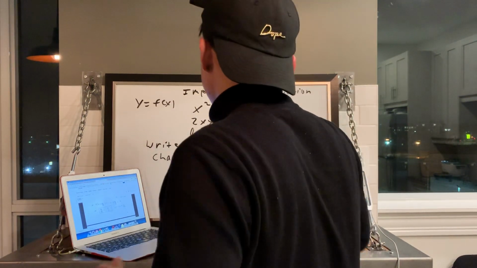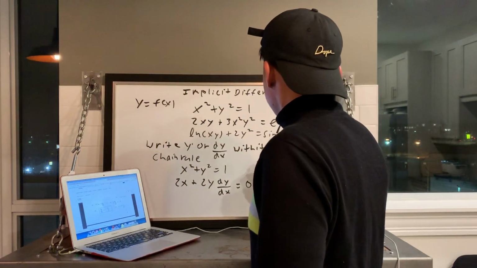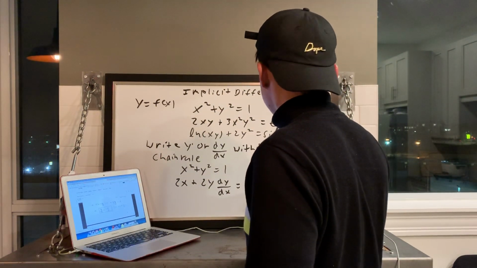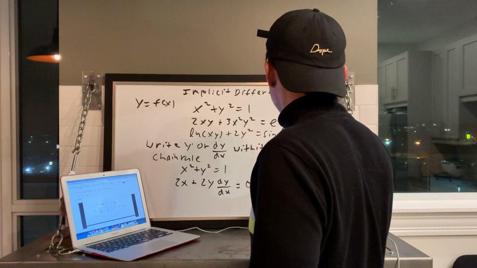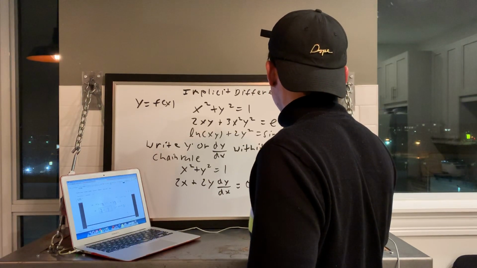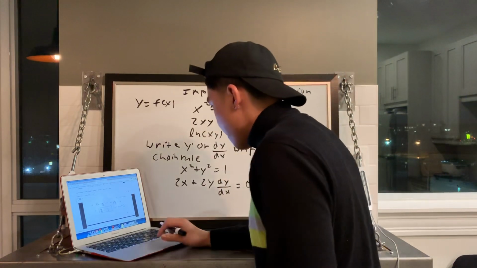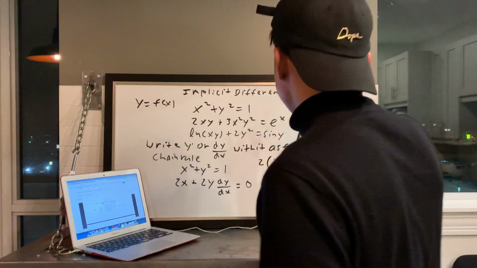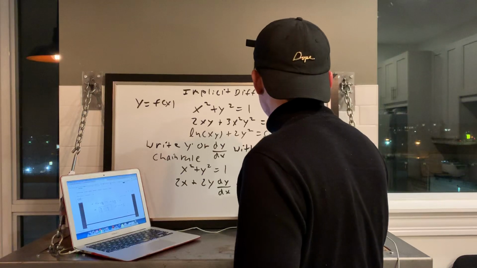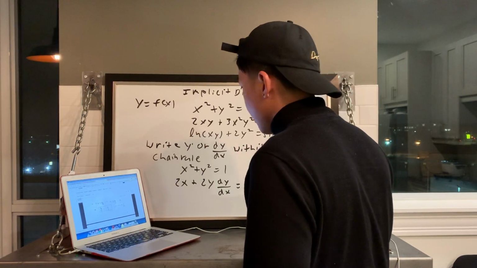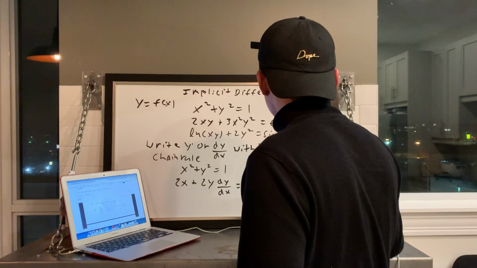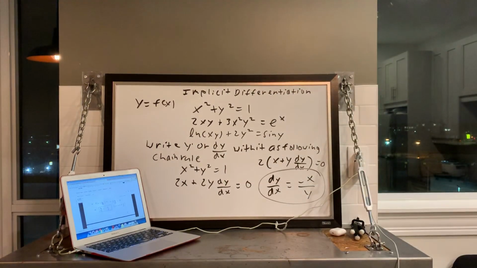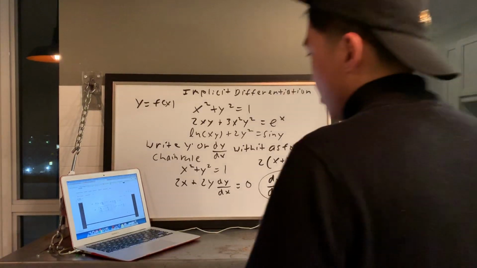So what happens is I can factor out 2 from x plus y dy dx. And then I can get rid of the 2. So then dy dx ends up being minus x over y. So that's the expression we get implicitly to find the derivative of x squared plus y squared equals 1.